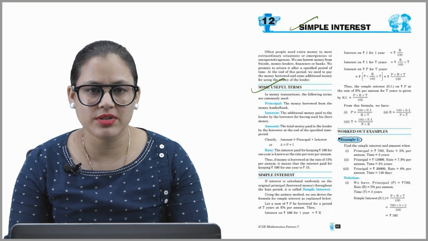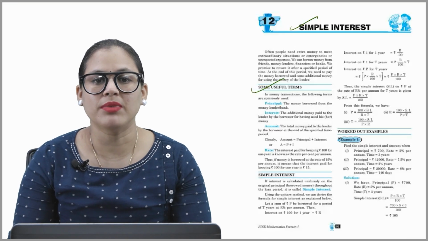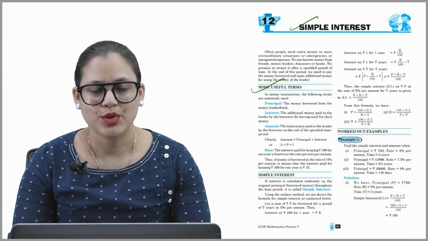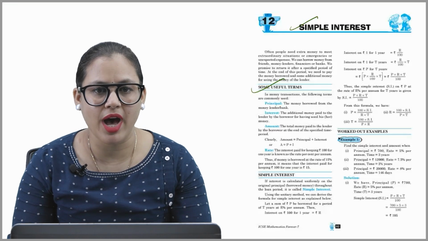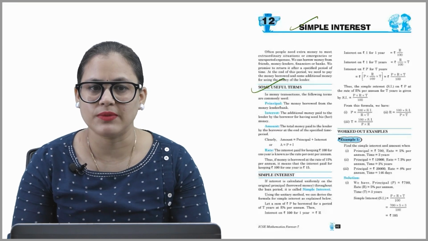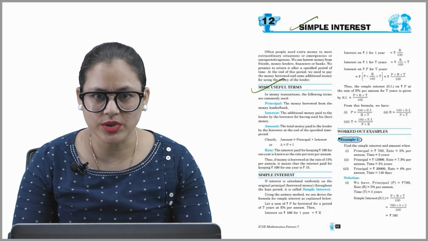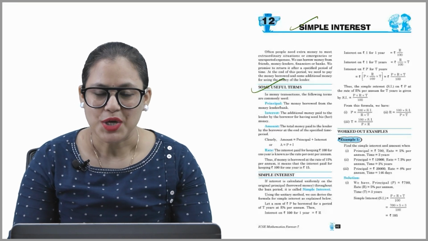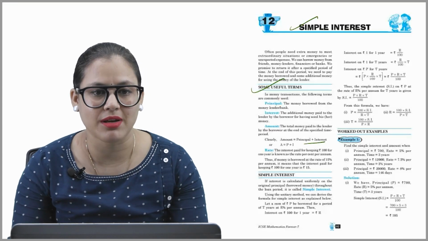Okay, some useful terms. In money transactions, the following terms are commonly used. 1. Principal, the money borrowed from the money lender or bank. 2. Interest, the additional money paid to the lender by the borrower for having used his or her money. 3. Amount, the total money paid to the lender by the borrower at the end of the specified period. So clearly amount is what? Principal plus interest. That is A is equals to P plus I.